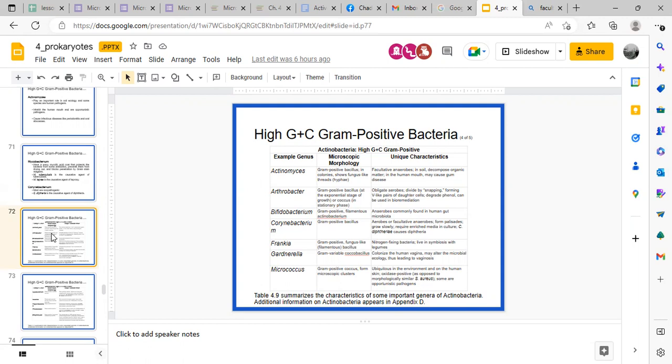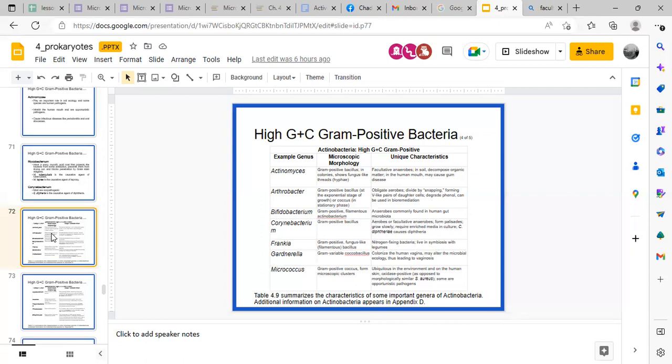You have also Bifidobacterium. These are anaerobes found in the human gut microbiota. You have also Corynebacterium. As I've said, C. diphtheriae causes the disease diphtheria. They form palisades, grow slowly, and require enriched media in culture.